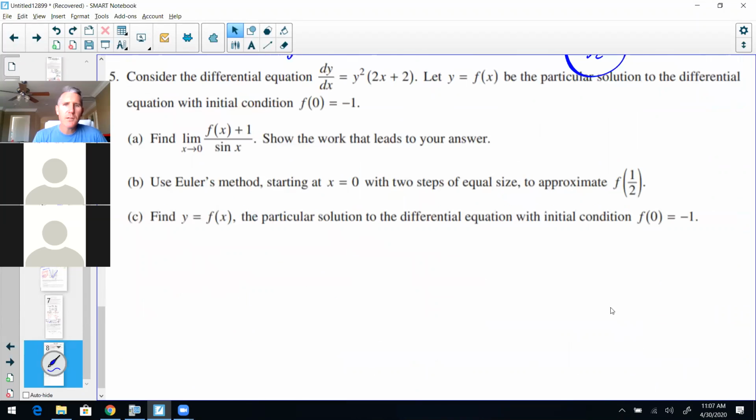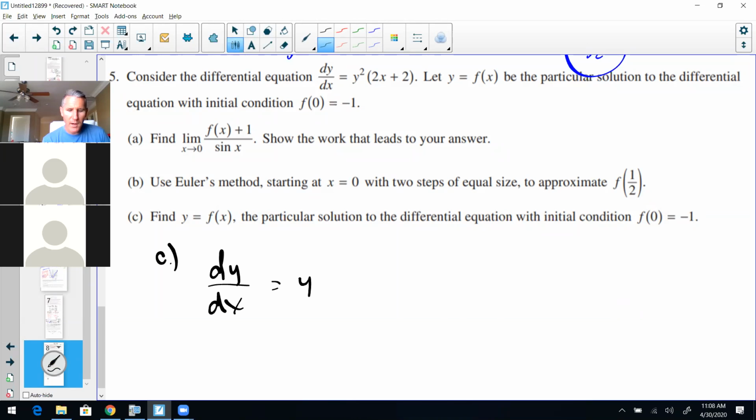Okay, find the particular solution. If they're asking us to find the particular solution, we know that the initial differential equation must be separable, because that's the only type of differential equation that we talked about solving. Okay, we have a separable differential equation. So here's what we're going to do. We start with dy dx equals y squared times 2x plus 2.